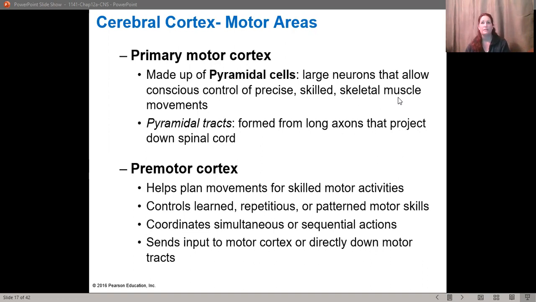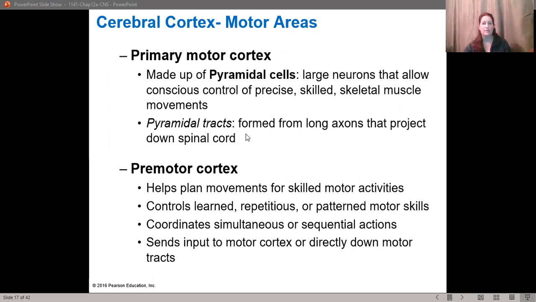So if you are playing the piano, then your primary motor cortex is sending those messages down to the muscles of your fingers and telling them when to contract or when to relax. So pyramidal neurons of the primary motor cortex are going to send the message to have structures physically contract. Pyramidal tracts, these are bundles of axons, are going to project all the way down the spinal cord.